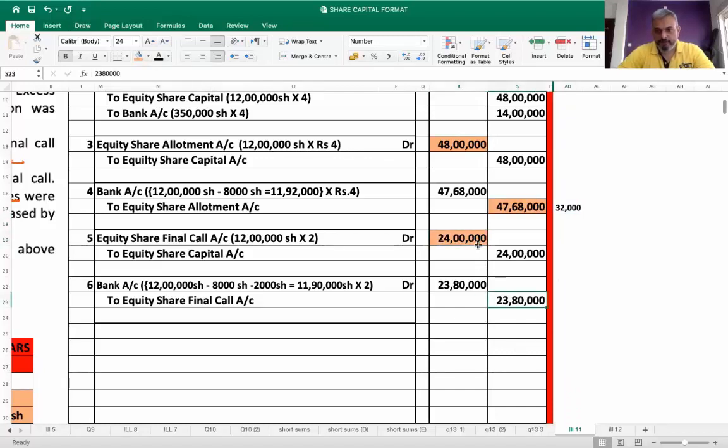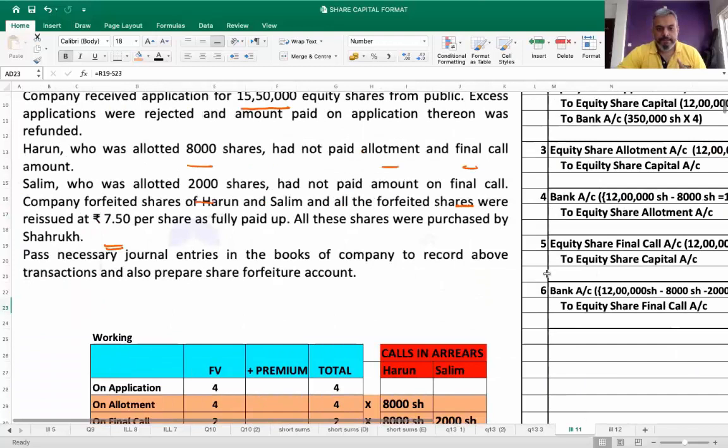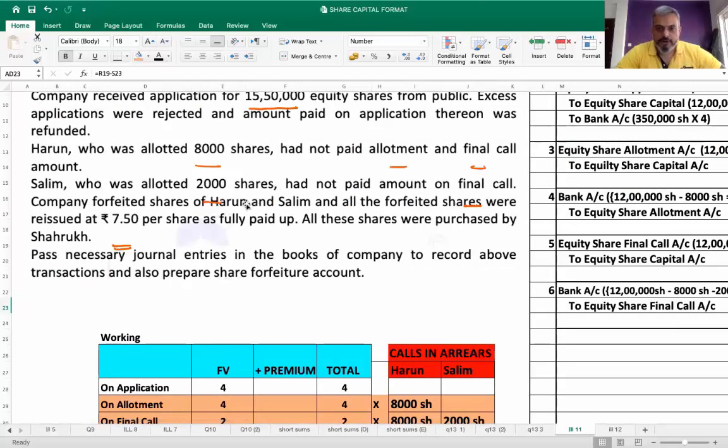We called 24 lakh, but we received only 23 lakh 80,000. So again, we have a balance of final call of 24 lakh minus 23 lakh 80,000, so 20,000. So after passing all the 6 entries, we have to recover from our shareholder 32,000 plus 20,000, 52,000. But our shareholders Harun and Salim did not pay the money, so company forfeited their shares.